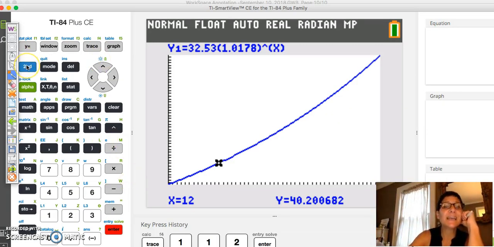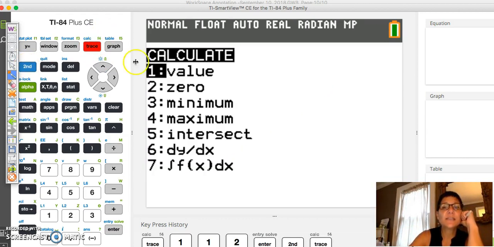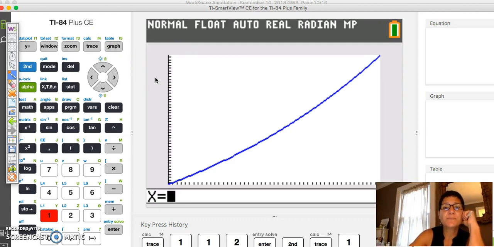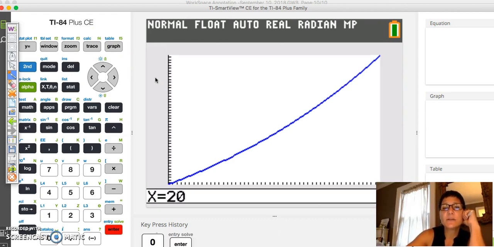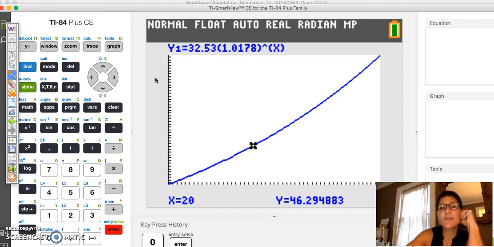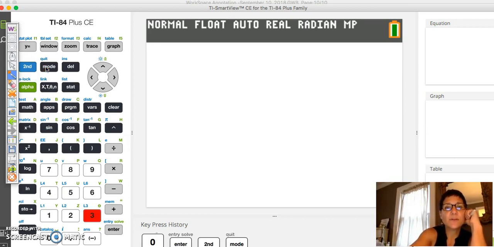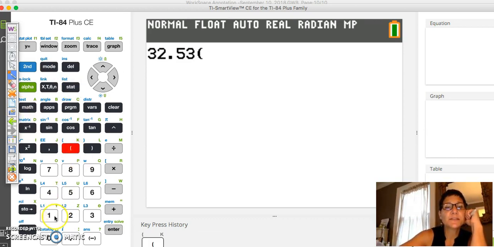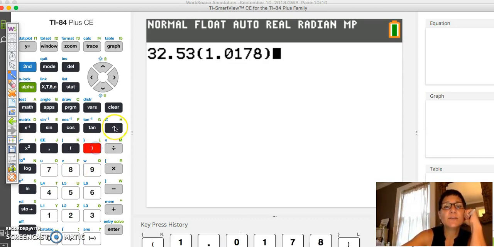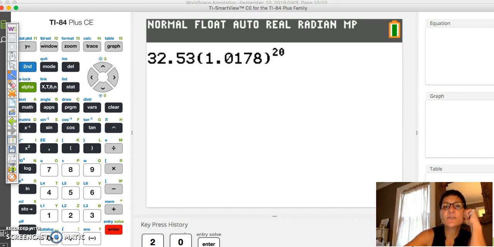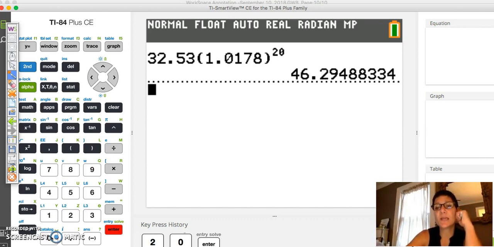Okay. So in 2006, again, you're going to press that second trace key, and then number one is your option. And we're going to put in 20 years later. So the population is now 46.29 million. So you can do it that way, or you can just plug it into your calculator and do a little number crunching off to the side here. So you could easily do 32.53 times, if you just put parentheses, it knows it's times 0.0178. Close that out, and then you can raise it to the 20th power. You can also calculate it that way, and you'll still get your 46.29 million people.